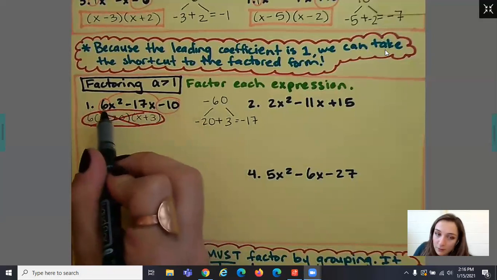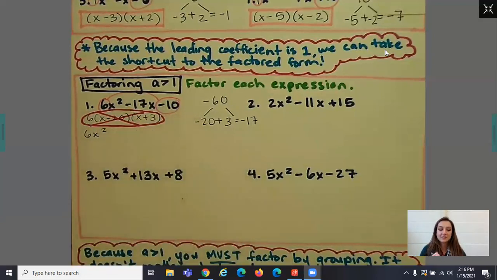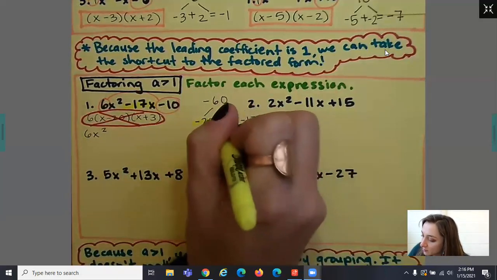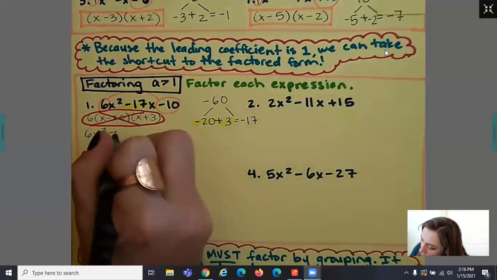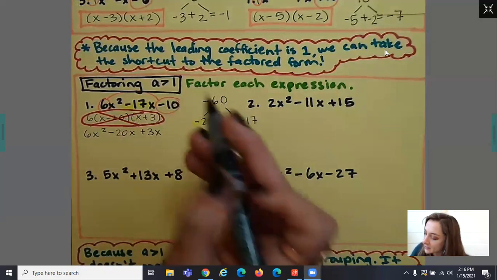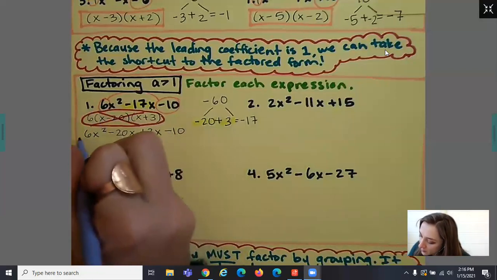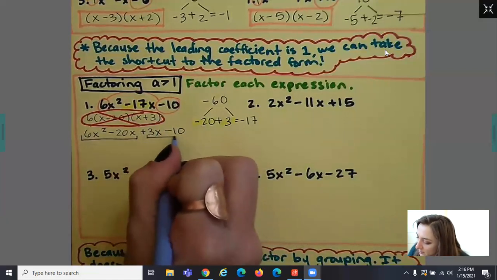So I'm going to rewrite this problem, 6x squared. And I'm going to rewrite -17x as -20x plus 3x. So let's make this -20x plus 3x. And then I'm going to rewrite my -10 here. Okay, now I have 4 terms and I can start factoring by grouping. So the first thing that I'm going to do is I'm going to group the first 2 terms together. Going to leave a space right here, and then I'm going to group the second 2 terms together.